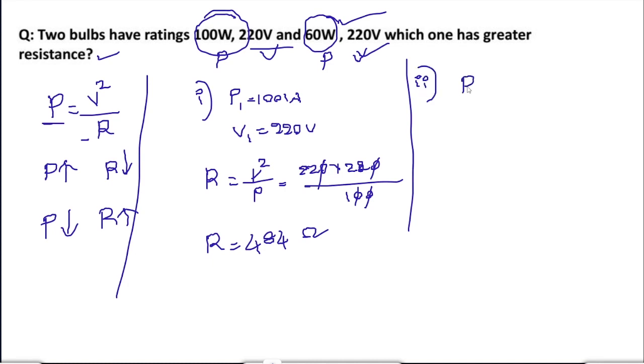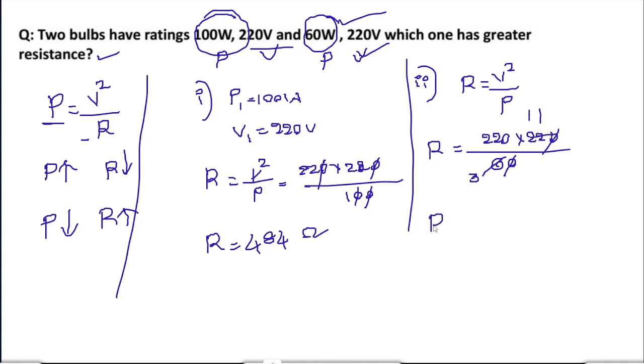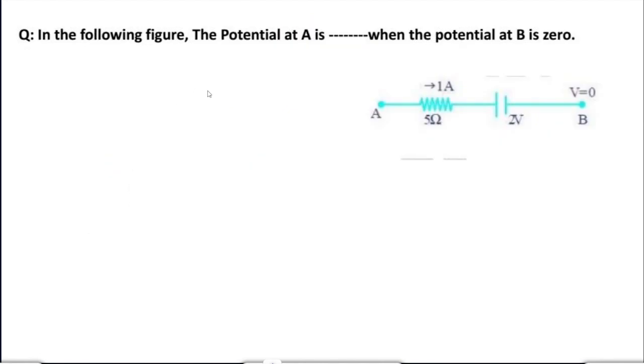Simply here also R equals V square by P, right? What is V square? It is 220 into 220 by P, and P is 60. So we got R equals 220 into 11 by 3. If you multiply all these values, you will get somewhere around 806 ohms. Now tell me which one has a greater resistance? The second one obviously has a greater resistance. Got it?